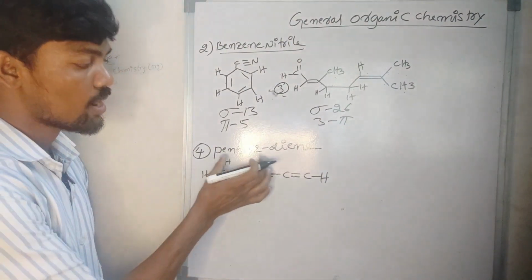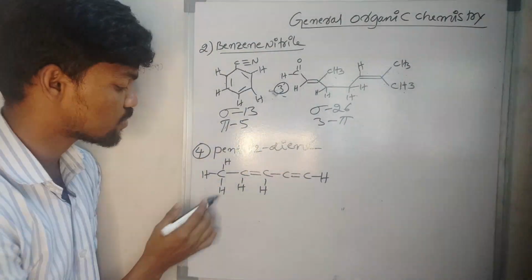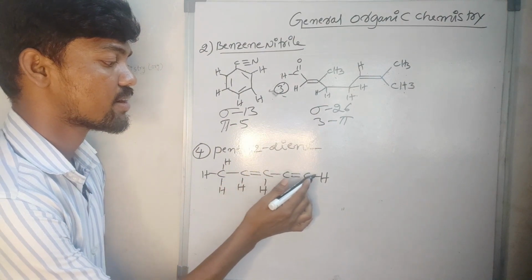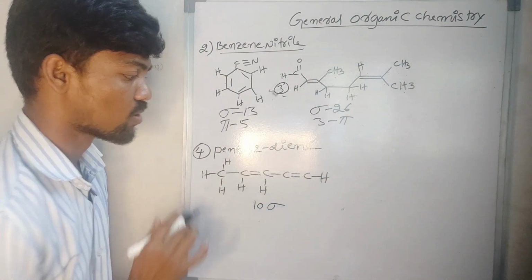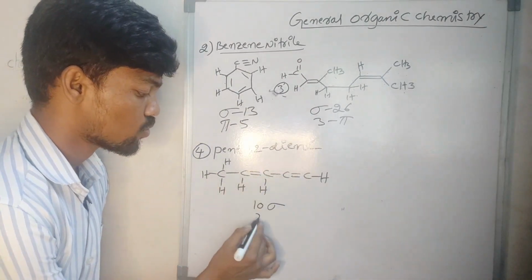Okay, here tell me pent-1,2-diene. Diene means there are two double bonds. So tell me how many sigma bonds will be there? 1, 2, 3, 4, 5, 6, 7, 8, 9, 10. 10 will be sigma bonds. You are getting my point. Now come to the pi bonds: 1, 2. 2 will be pi bonds.